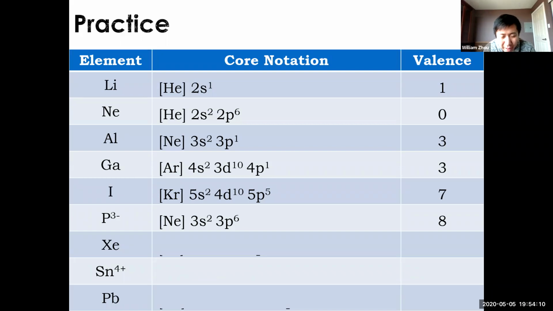So how did it get to 8? Because it participated in chemical bonding. It got 3 electrons somehow. So those electrons are not useless. They're not just sitting there. They did something. Okay, so they do count towards valence electrons.